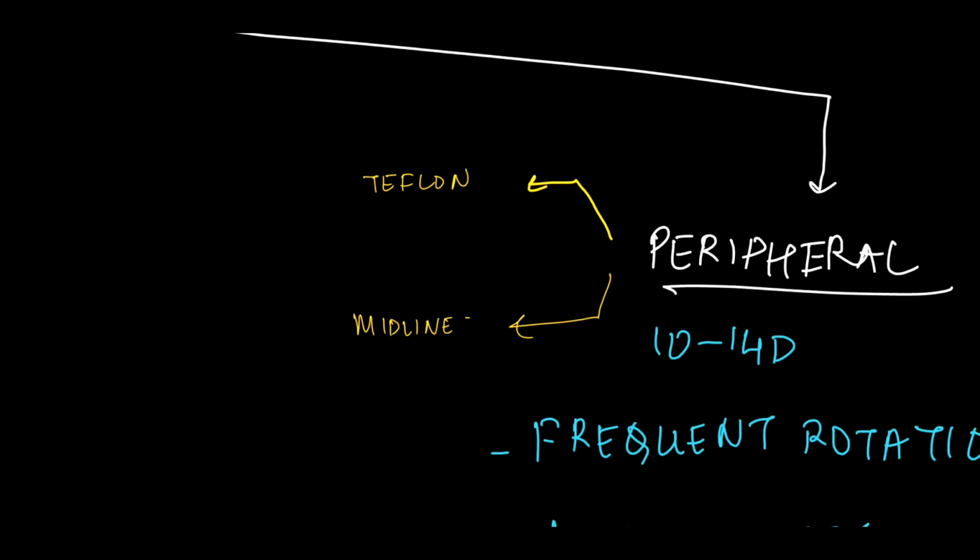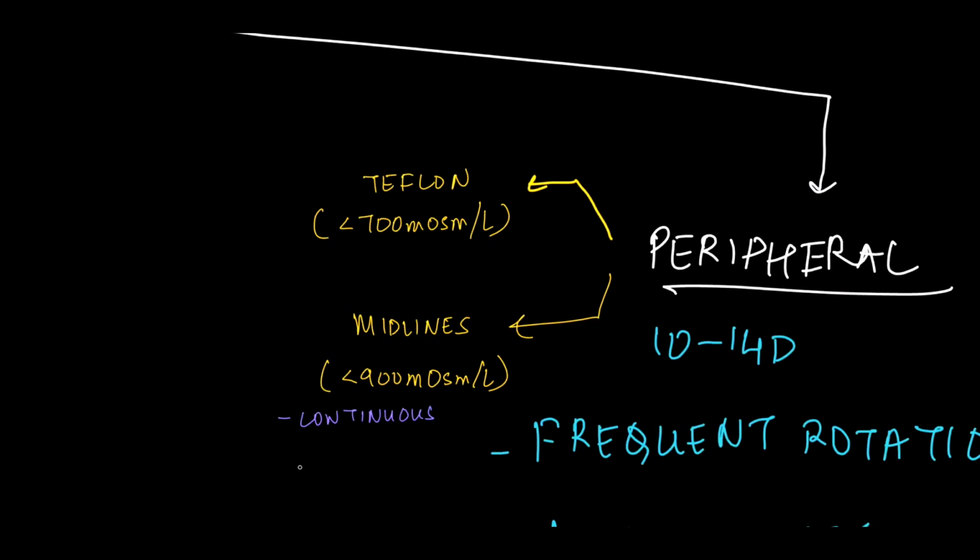So a midline has its exit into the basilic or the cephalic vein that is in the arm with the tip in the axilla. So a Teflon or a normal cannula would require an osmolarity of less than 700 milliosmoles to prevent damage to the vein endothelium and thrombosis. And a midline can tolerate up to 900 milliosmoles per liter. However, they require continuous infusion at a rate up to 120 ml per hour.